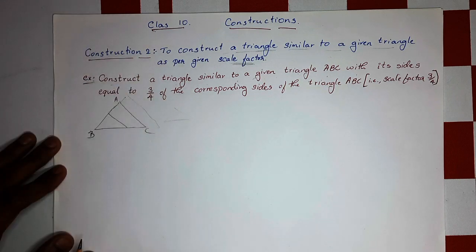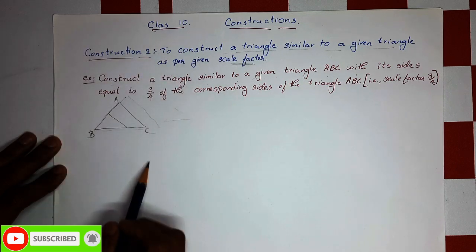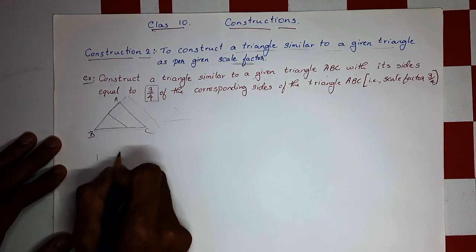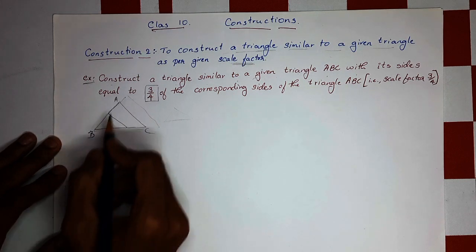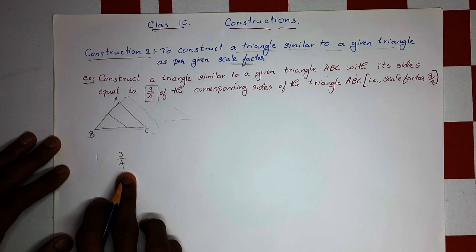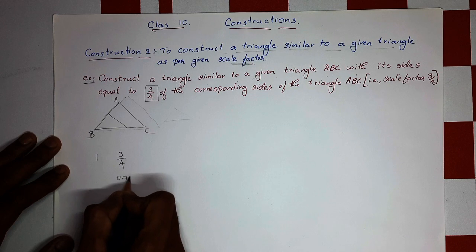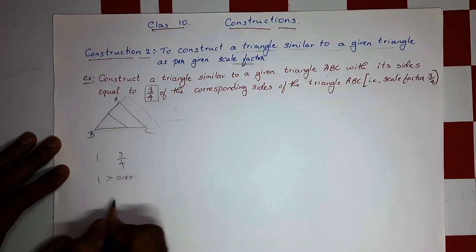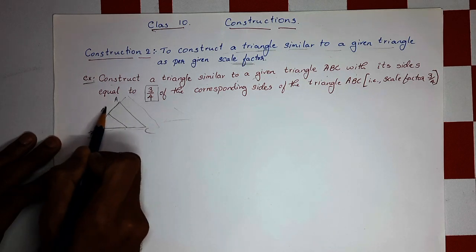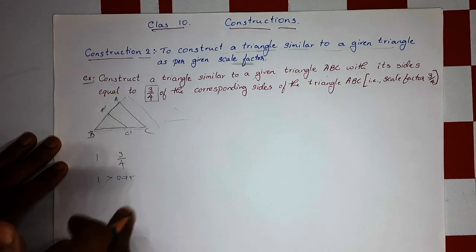According to the ratio, if you consider the whole triangle ABC as one factor, the other triangle is in the ratio of 3:4. You have to remember that triangle ABC is considered as 1, and in that we have to draw 3/4. 3/4 is nothing but 0.75, which is less than 1. So the new triangle will be inside the triangle. I can name it A dash B C dash.